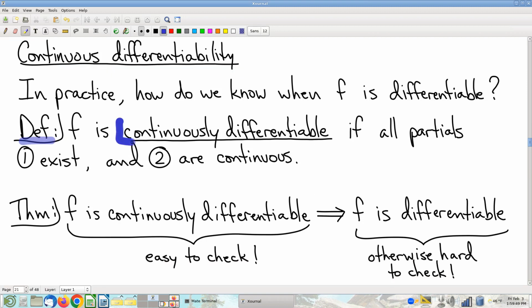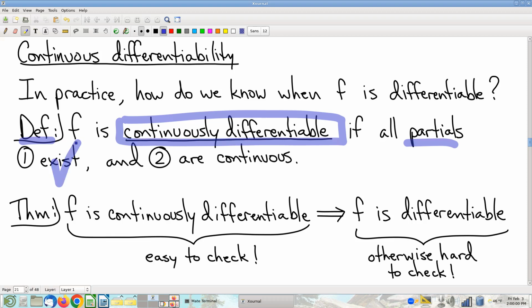A function is continuously differentiable if two things. Take the partial derivatives and check: make sure that the partial derivatives exist where you're interested in talking about continuous differentiability, make sure there's no divide by zero or something like that. And make sure that they're continuous. Right? Make sure they exist, make sure they're continuous.